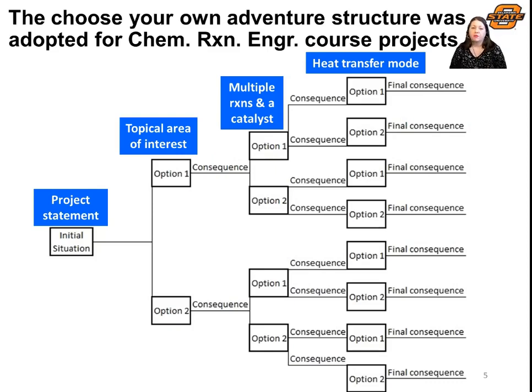Each of the projects is required to consider multiple reactions and a catalyst. So depending on what data they find and which reactions and catalysts they choose, then they're going to have different processes that they need to consider, and they all have to choose a heat transfer mode. Now that's going to look different for fermentation processes than it would look like for the Haber-Bosch process, for example. And so every team in the class potentially has a very different flow through this diagram.